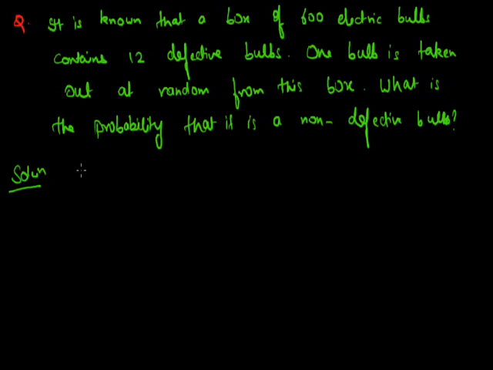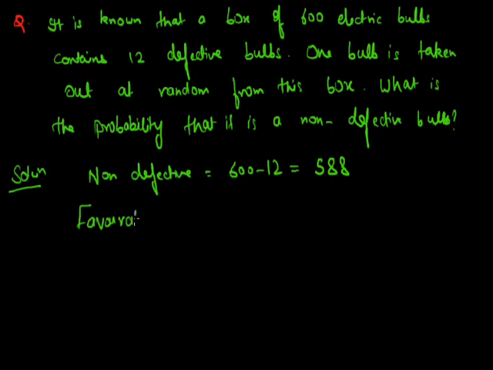So it means that our favorable outcomes will be our non-defective bulbs. As we can see, out of 600 bulbs, if 12 are defective, then non-defective bulbs are 600 minus 12, that is 588. So these are the number of non-defective bulbs. First we have to find out the favorable outcomes and total outcomes. Favorable outcomes will be our number of non-defective bulbs, so favorable outcome will be 588.